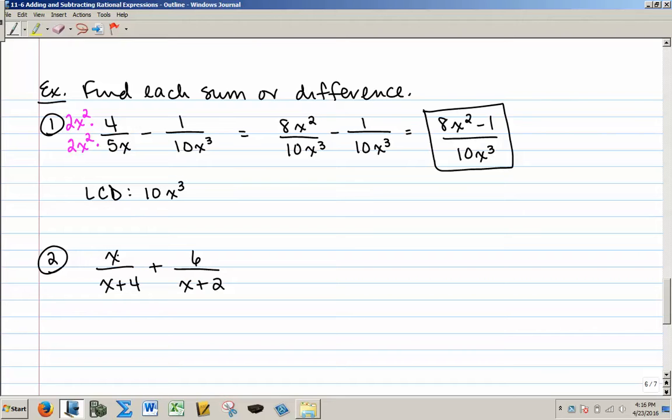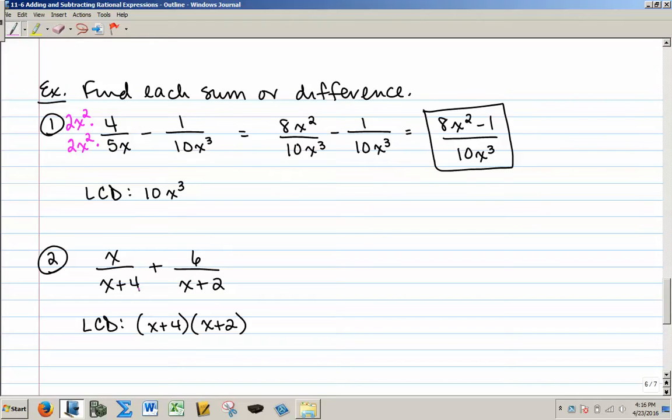My second example is x over x plus 4 plus 6 over x plus 2. So x plus 4 cannot be factored, x plus 2 cannot be factored. So in this case, my common denominator is actually going to be the product of these two. My common denominator is going to be an x plus 4 and an x plus 2.